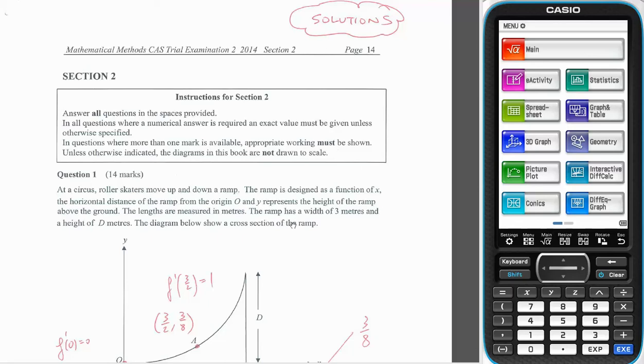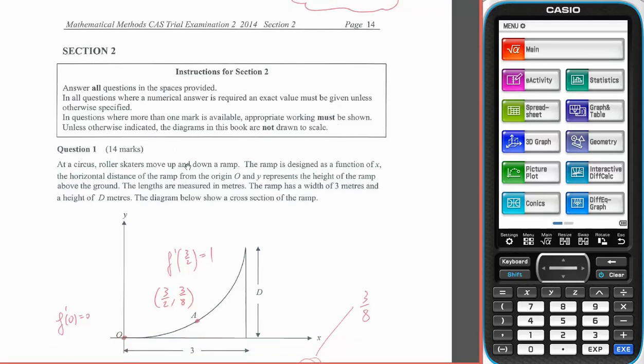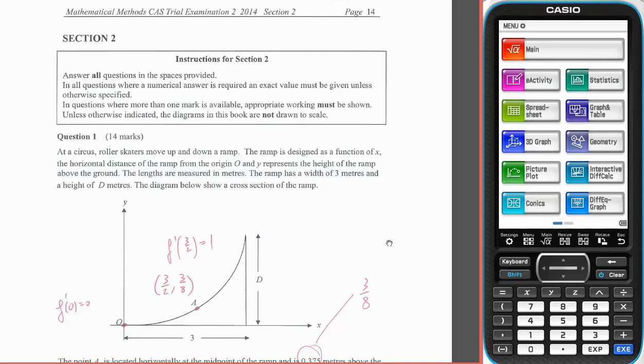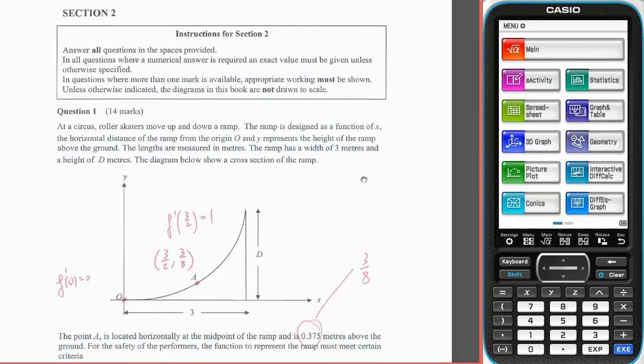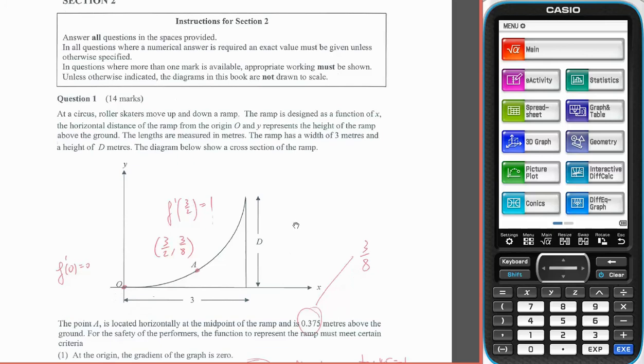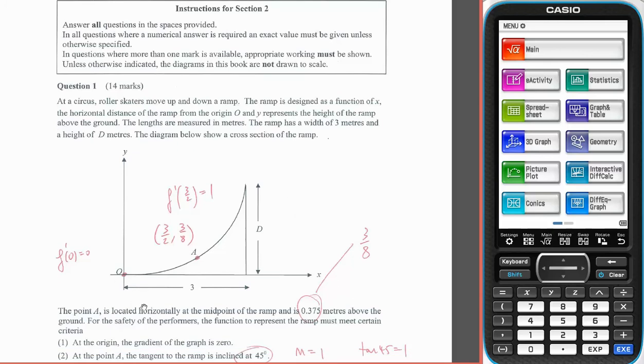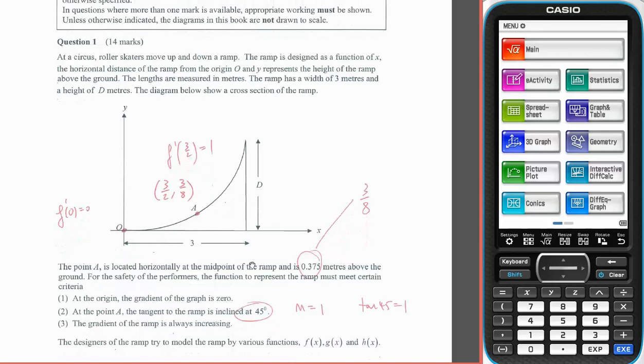At a circus, roller skaters move up and down this ramp. The ramp is designed as a function of x, the horizontal distance from the origin, and y represents the height of the ramp. The ramp has a width of 3 meters and a height of d. Point A is located horizontally at the midpoint of the ramp and is 3.75 meters above the ground.